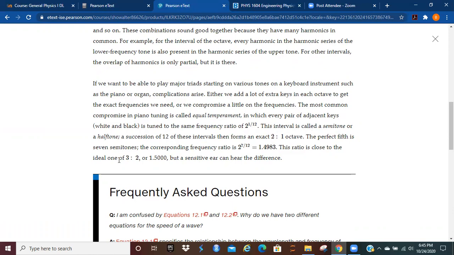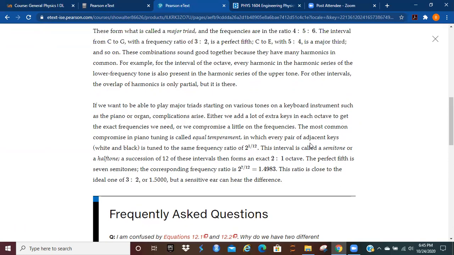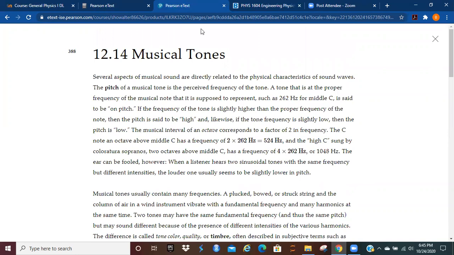The perfect fifth is 7 semitones. The corresponding frequency ratio is 2 to the 7/12. This ratio is close to the ideal of 3 to 2, or 1.5. But if you're sensitive enough, you can hear the difference. I'm not so sure I'm skilled enough to be able to do that. But anyway, there we are. So those are some applications of a lot of the wave theory that we've seen up to this point.